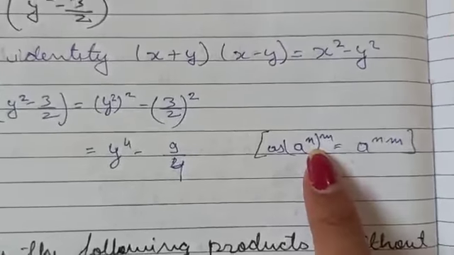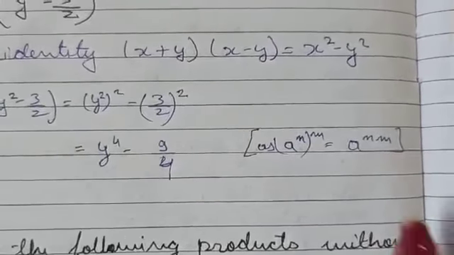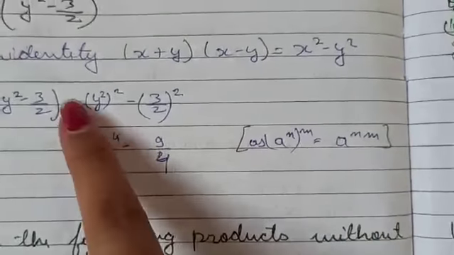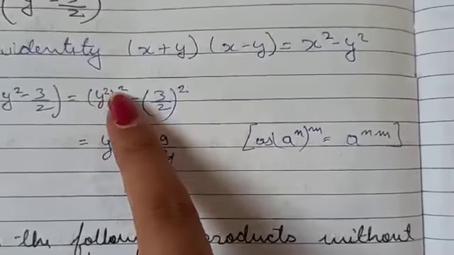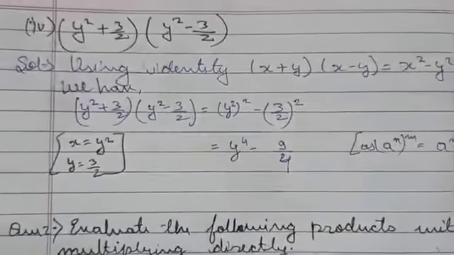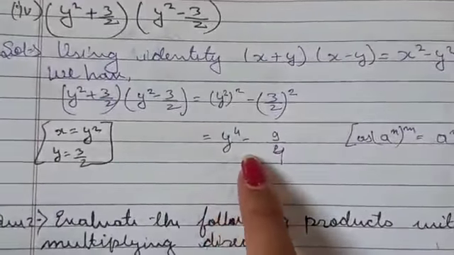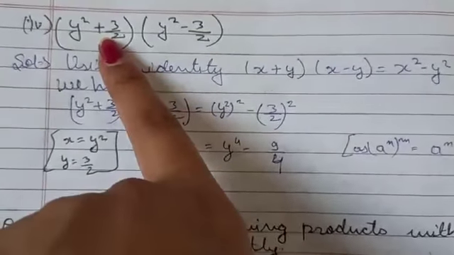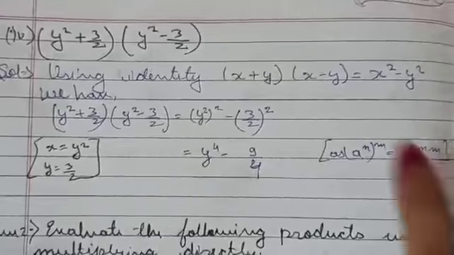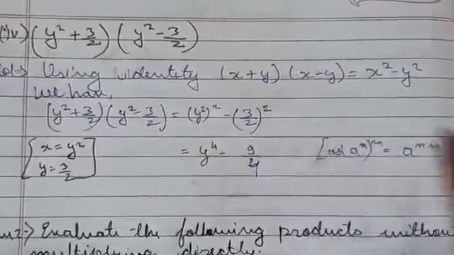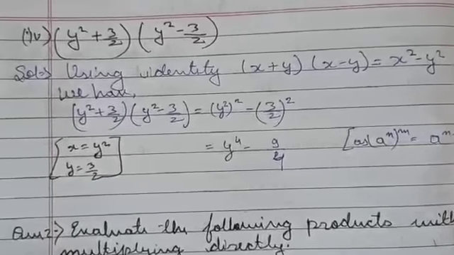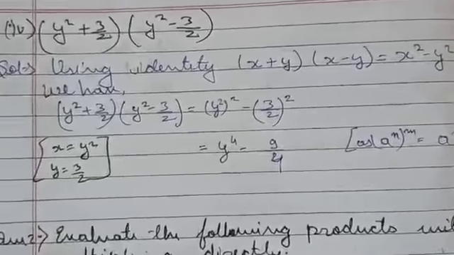So it will be a to the power n multiplied by m. Here we have done the same: y to the power 2 to the power 2 is y to the power 2 into 2, which is 4. So the product of y square plus 3 by 2 multiplied by y square minus 3 by 2 is y to the power 4 minus 9 upon 4, using the third identity. Now we will also do the next few questions of the same exercise: question numbers 3, 2 and 4.